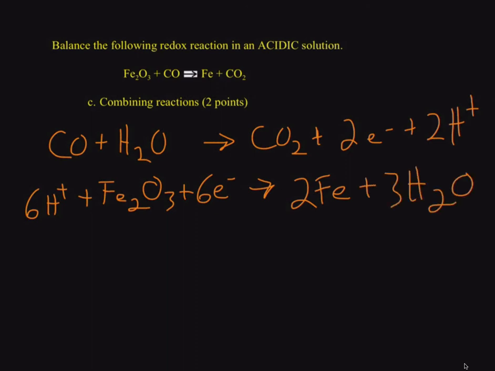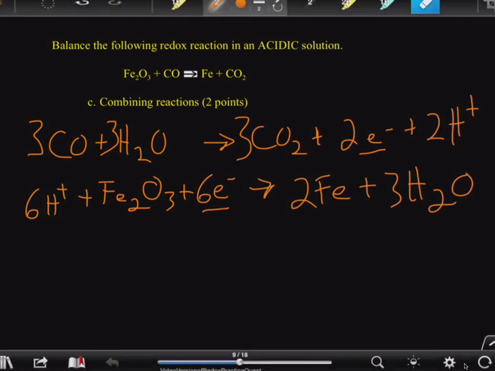Now before we combine them, the one thing that we have to do is make sure we have the same number of electrons on both sides. Oxidation half and the reduction half must contain the same number of electrons. So you see here we've got 6 in this half and 2 in this half, which means we're going to have to triple the oxidation half. So we put a 3 there, a 3 there, 3 there. This goes from being 2 to being 6, and also this goes from 2 to 6.